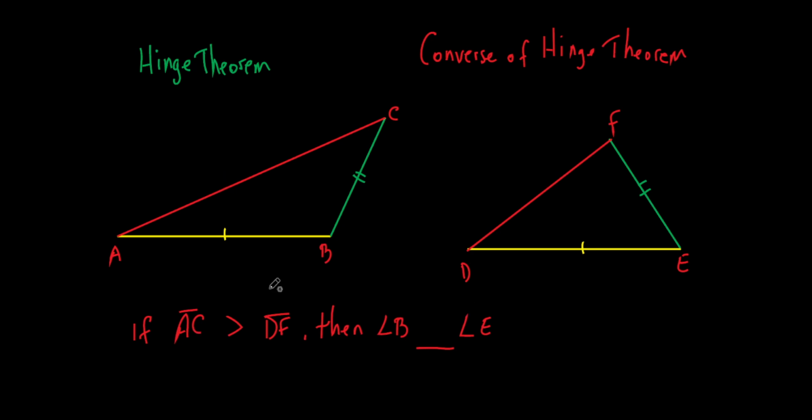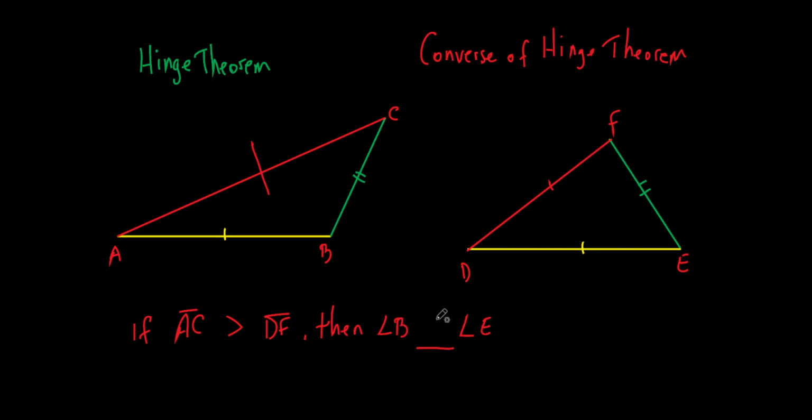So if AC is bigger than DF, so if this one, now this is not what the book does, but this is what I do sometimes. I'll put a big old tick mark right there, and I'll put a little tiny tick mark right there, okay? So that's bigger than that. You okay with that? All right. So if this side is bigger than this side, tell me something about this angle B compared to this angle E. What do you think?